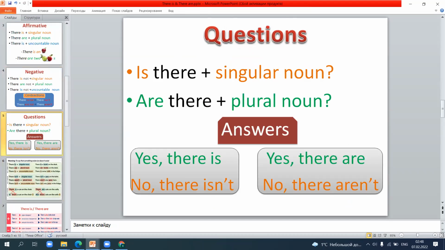The questions, forming the question sentences with the construction there is and there are. How to form the questions? We should just change the places of the verb to be and there. It means we should take the verb to be and put it at the beginning of the sentence to make the questions. So is there plus singular noun, are there plus plural noun. Then, short answers for there is and for there are.